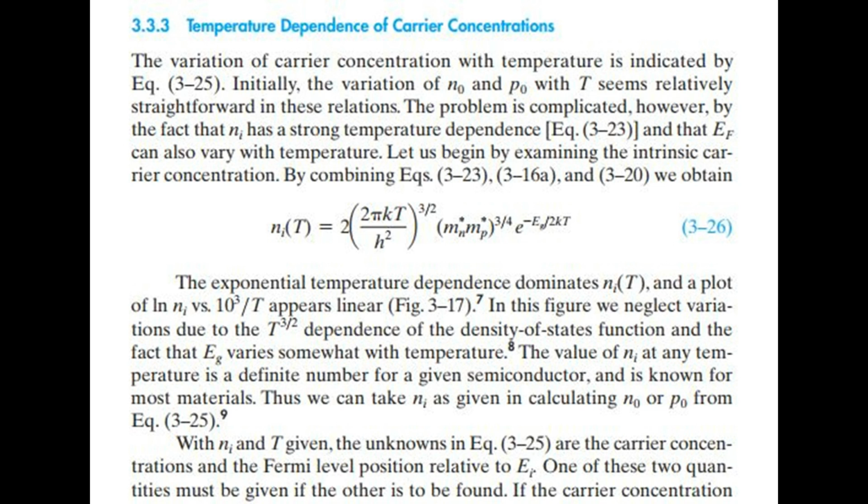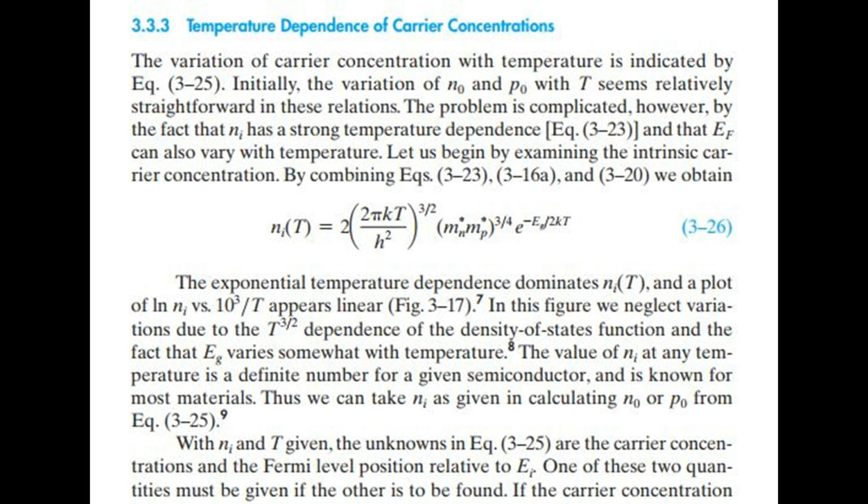The value of ni at any temperature is a definite number for a given semiconductor, and is known for most materials. Thus we can take ni as given in calculating n0 or p0 from EQ 3-25. With ni and T given, the unknowns in EQ 3-25 are the carrier concentrations and the Fermi level position relative to EI. One of these two quantities must be given if the other is to be found.